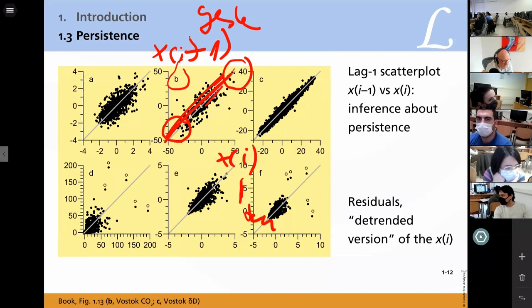So we have an orientation of the points along this one-to-one line, along the gray line. So we can visualize persistence, we can visualize memory with the help of such lag one scatter plots. And as before, we speak about the numbers which represent the noise component. That means we have no trend in the data, we have removed the trend, and we have also got rid of a daily cycle or a yearly cycle. We speak about the random component, okay?